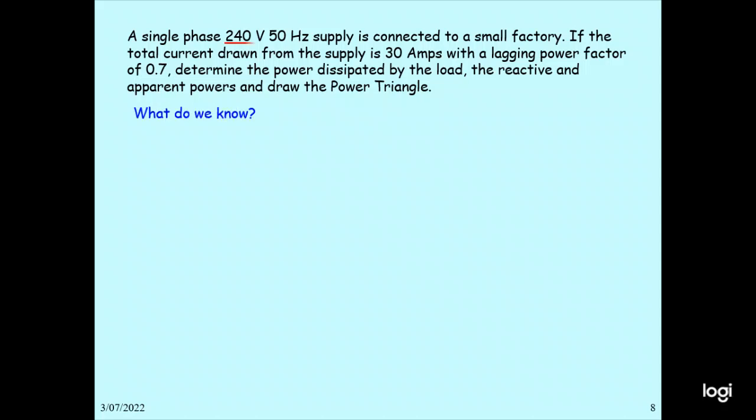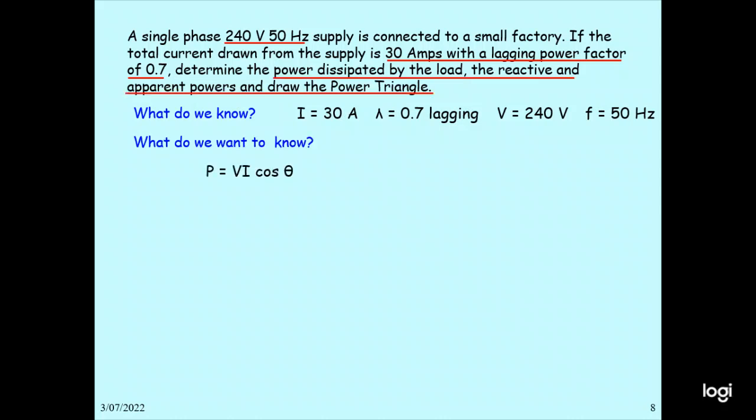So what we know is that the current is 30 ampere, power factor 0.7 lagging, voltage 240 volt, frequency 50 Hz. We want to know that P equals VI cos theta. So P equals 7.2 kilo multiplied by 0.7, you get 5.04 kilowatt. So this 5.04 kilowatt is the real power.